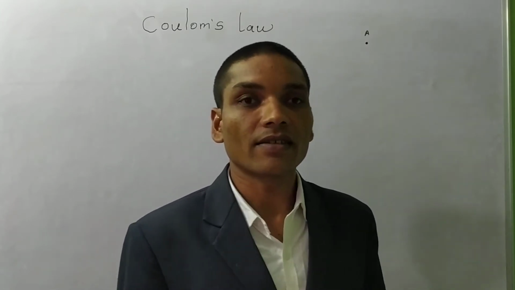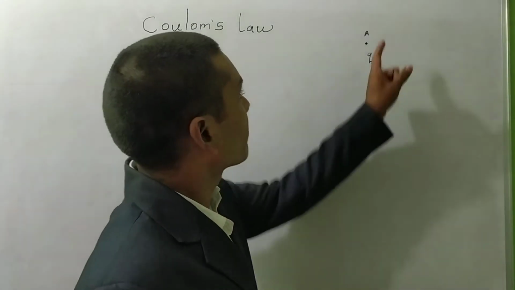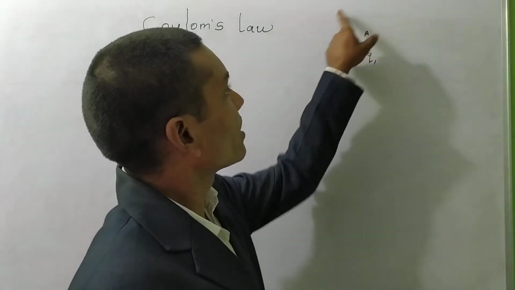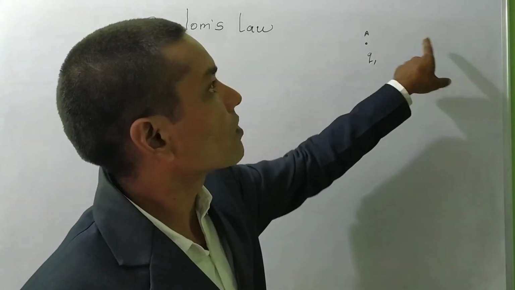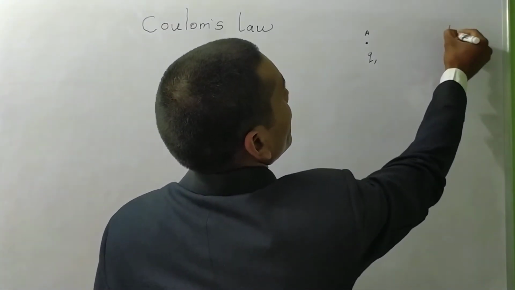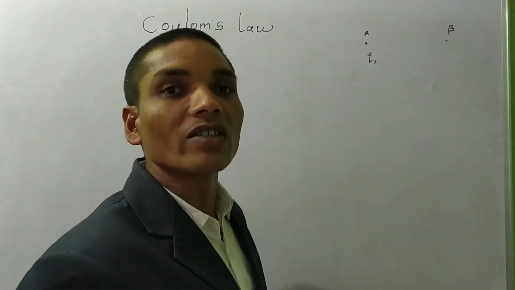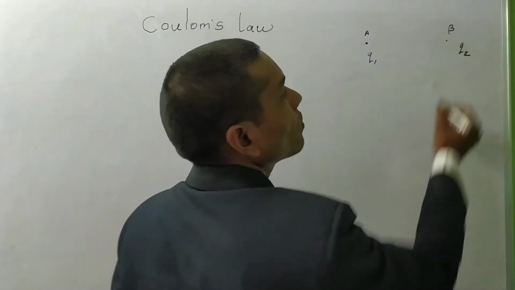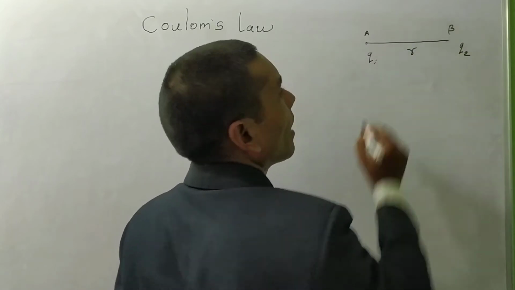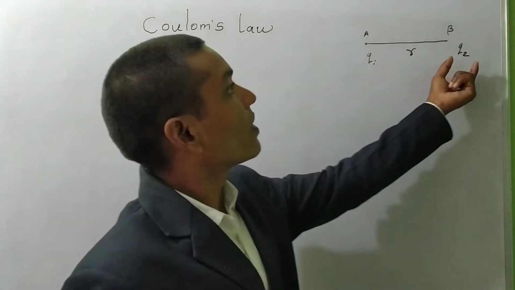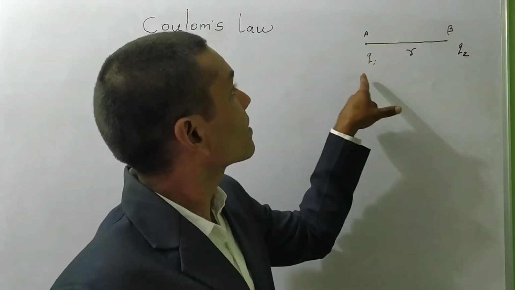To understand this, consider a point charge Q1 at point A. Around this point charge there will be an area of influence. In the area of influence of this point charge, take another point B. Let another point charge, Q2, be placed at point B, and the distance between them is R.